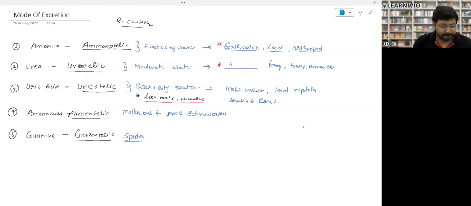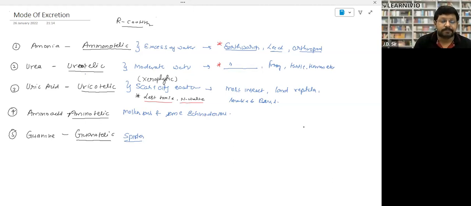Those animals which live in dry condition, those organisms which live in dry condition, in bracket please note down xerophytic condition. Those organisms which live in dry condition, that is xerophytic condition, they excrete out uric acid. Full stop.